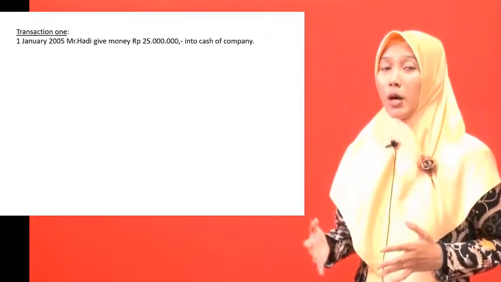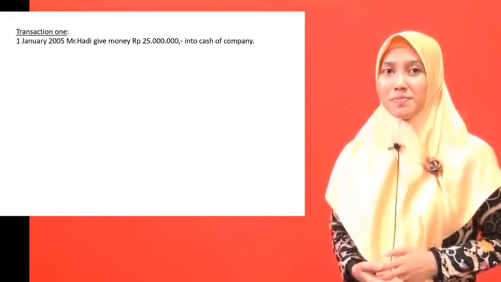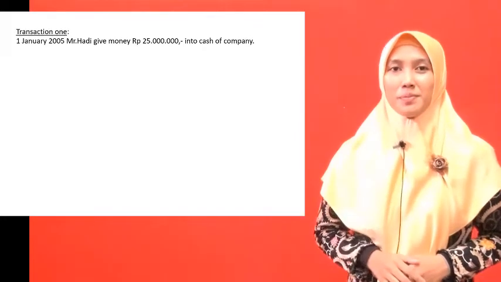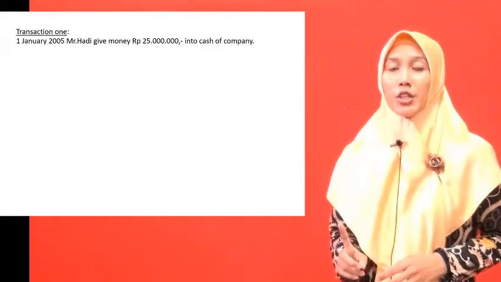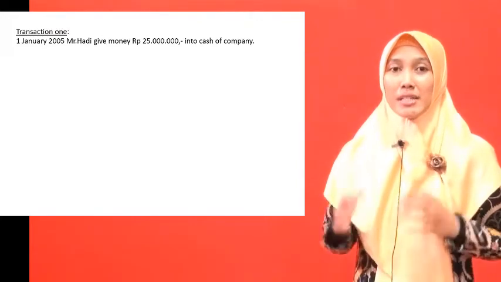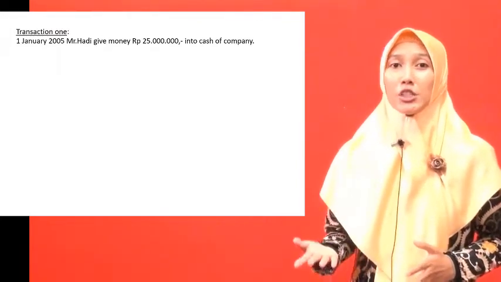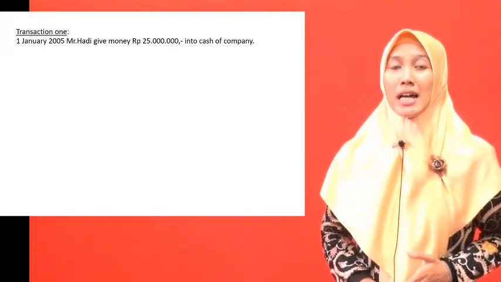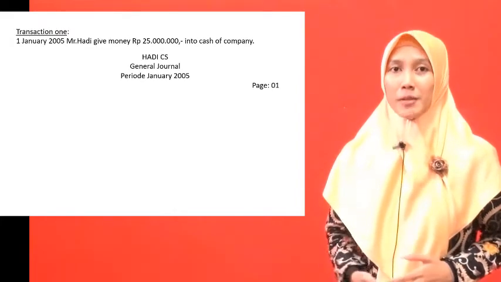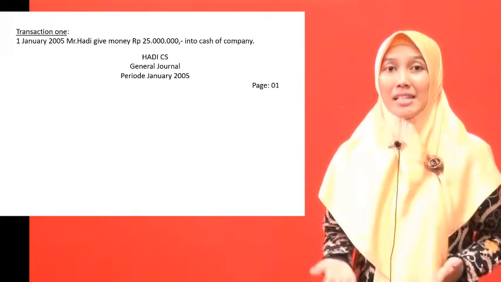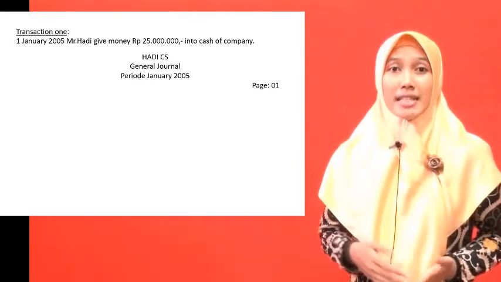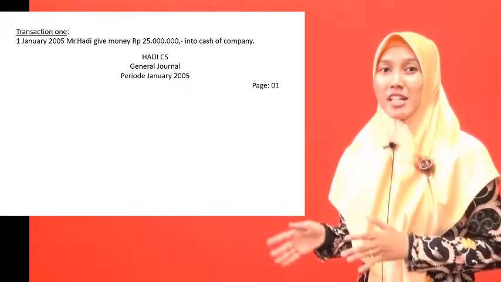For example, I use the transaction HDCS that we have learned about in the accounting equation. Transaction 1. 1 January 2005, Mr. Hadi gave 25 million rupiah into the cash of the company. Let's record the transaction into the general journal.